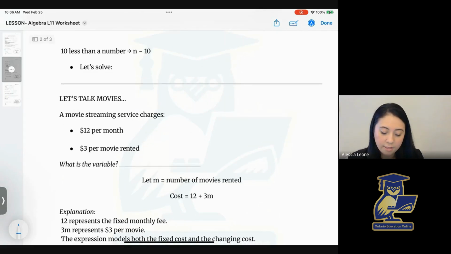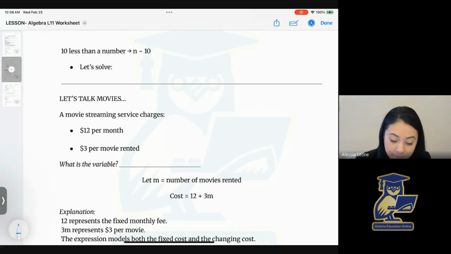Now, if we look at that top there, 10 less than a number. If we keep with n being 2, then our expression turns into 2 take away 10, which turns into -8.